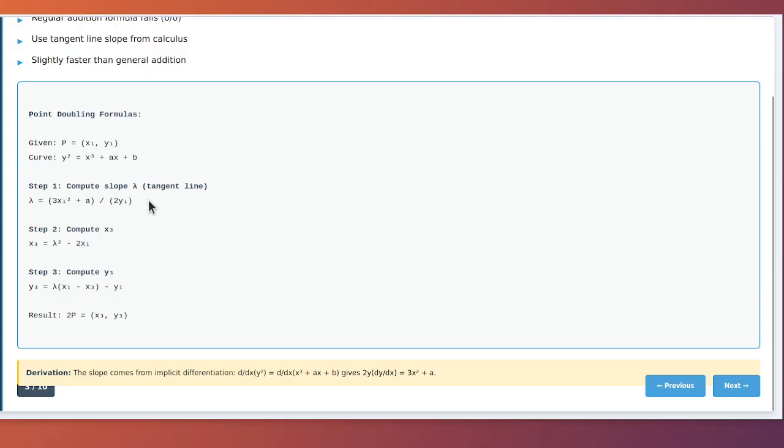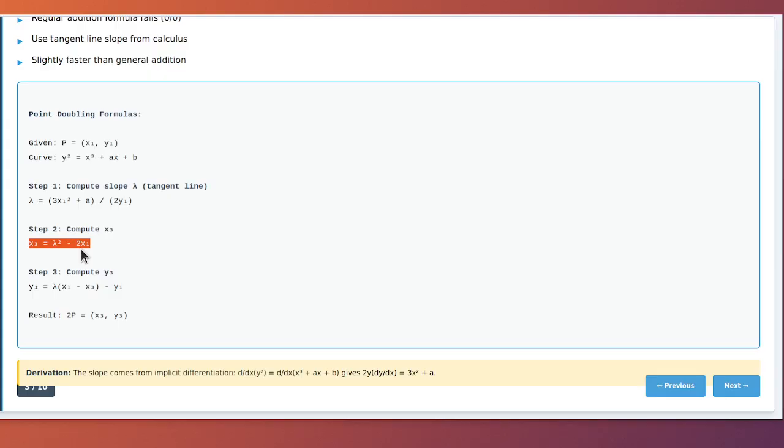Once we have lambda, we use the same formulas as regular addition. x3 equals lambda squared minus 2x1. We subtract 2x1 instead of x1 plus x2 because both points are the same, and y3 equals lambda times (x1 minus x3), minus y1.